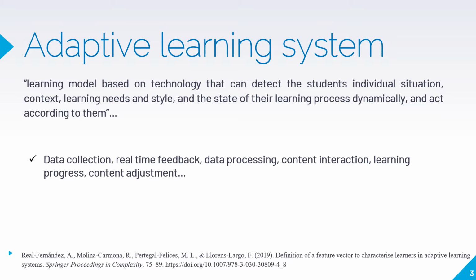An adaptive learning system is a learning model based on technology that can detect the student's individual situation, context, learning needs and style, and the state of their learning progress dynamically, and act according to them. Some elements to consider in the system are data collection, feedback, data processing, content interaction, learning progress, content adjustment, among others.